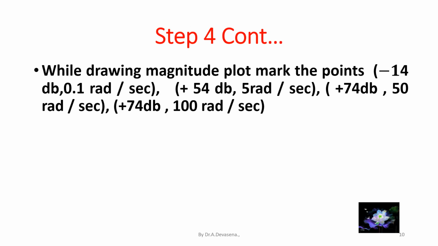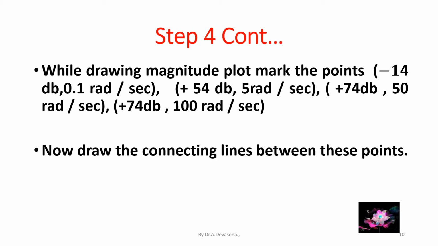While drawing the magnitude plot, mark the points: minus 14 dB at 0.1 radians per second, which is the value of the magnitude at the starting point. Then plus 54 dB at 5 radians per second, which is the value of the magnitude at omega c1. Then 74 dB at 50 radians per second, which is the value of the magnitude at omega c2. Then 74 dB, which is the value of the magnitude at the end point, omega e equal to 100 radians per second.